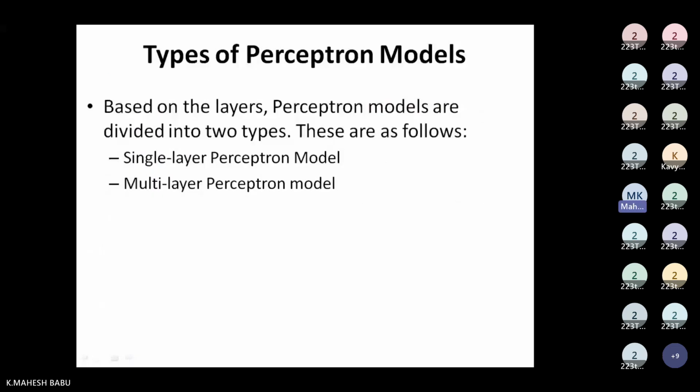So here basically we're going to have two types of perceptron models. One is a single layer and another one is a multi-layer. We will see the single layer now and we will discuss multi-layer perceptron later. It looks like a simple block diagram added here.